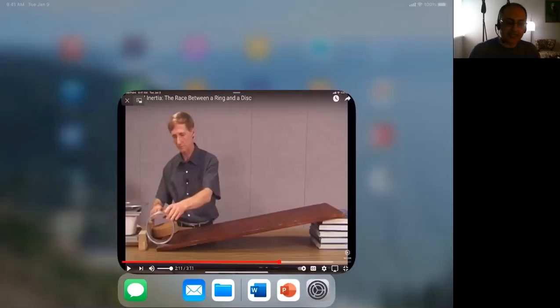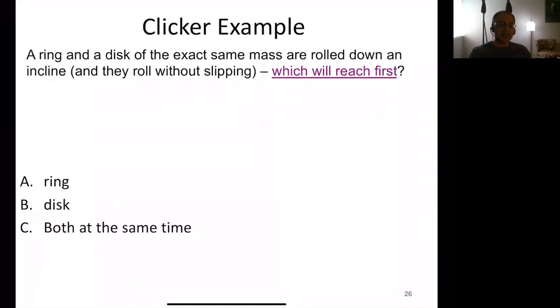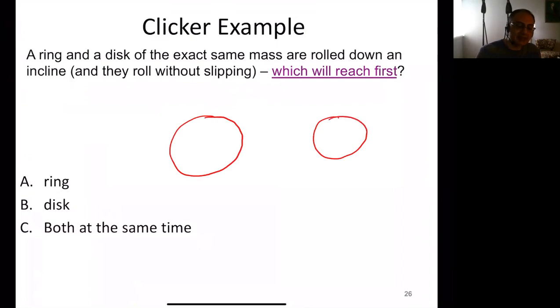So as you can see, the disk clearly wins the race. And why is that? Because the disk will have a lower moment of inertia than the ring. It's exactly the same reason that we discussed when we were talking about the solid square versus the frame. So for the disk, if you imagine calculating this moment of inertia, it is the summation of delta m_i r_i squared. And the delta m's are these little pieces.